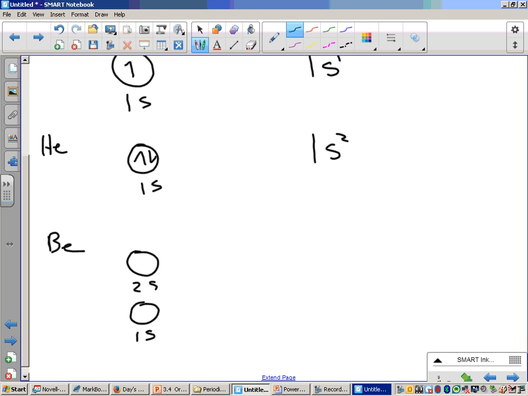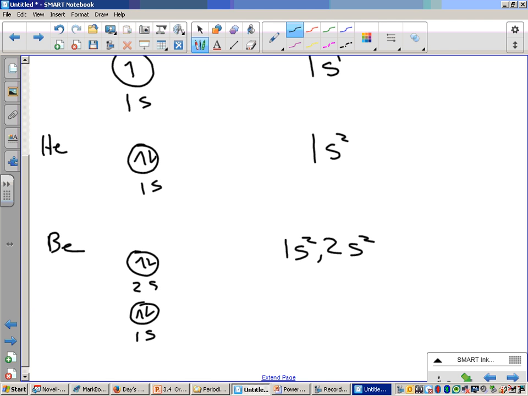How many electrons go into a beryllium atom? 4. First, I've got to fill the 1s. There's 2 of them. I fill the bottom first. Then the 2s. Half fill. I've got 1 more electron left. There it is, right there. The electron configuration: 1s2. I've got 2 electrons in the 1s. And 2s2. And I think they separate them by commas. Yes, they do.